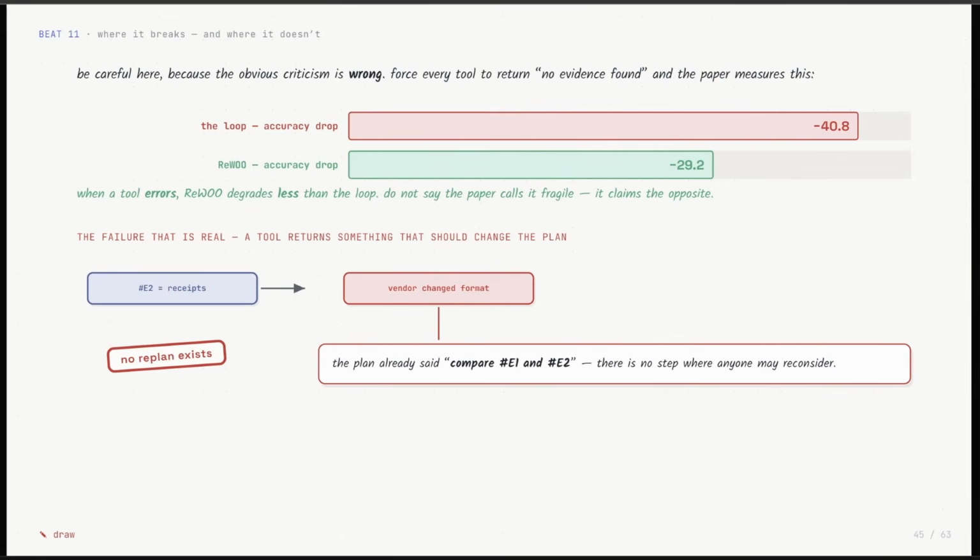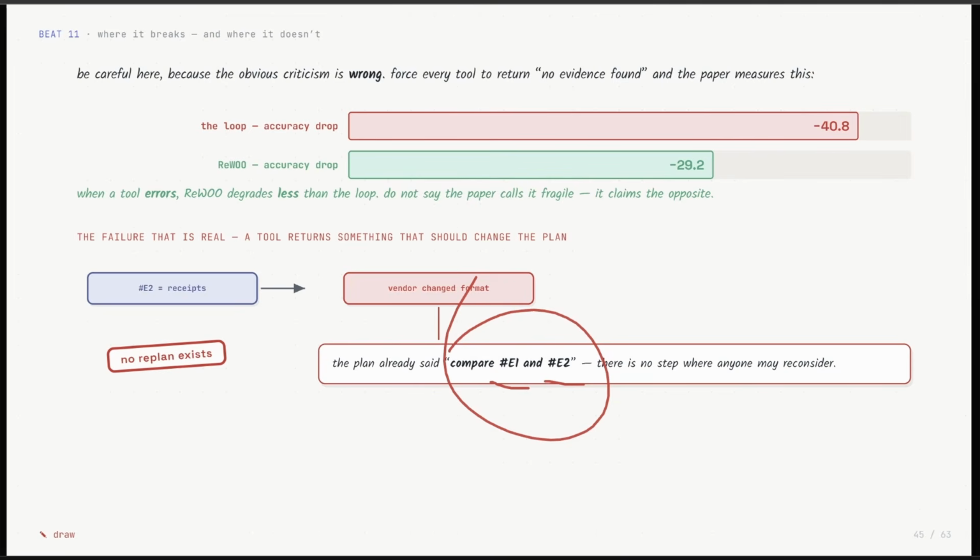The issue comes from another, different type of failure. It's not the tool not working, it's actually something else. For example, the tool returning something that's not expected, which should change the plan. Let's say your vendor changes their receipt format, and you have #E1 and #E2, and there is no step where anyone can reconsider between these two steps that were already planned by the planner, which is problematic for you.